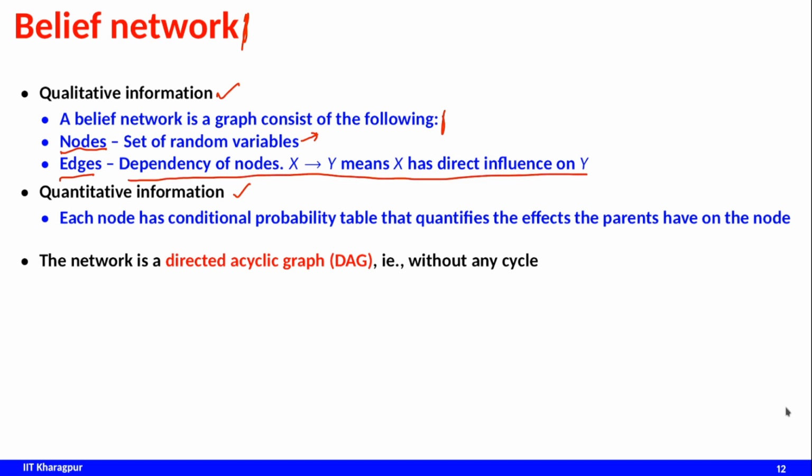That means if there is an edge from X to Y, then X has a direct influence on Y. The graph that we construct will be a directed acyclic graph, so it will not have any kind of cycle within it. For the quantitative information, each node has a conditional probability table that quantifies the effect the parents have on the node. We will elaborate with an example. So effectively we will have two important pieces of information. One is the qualitative, represented by a graph of the random variables and the dependencies between them. The other we express with conditional probability tables, to have the numerical information.